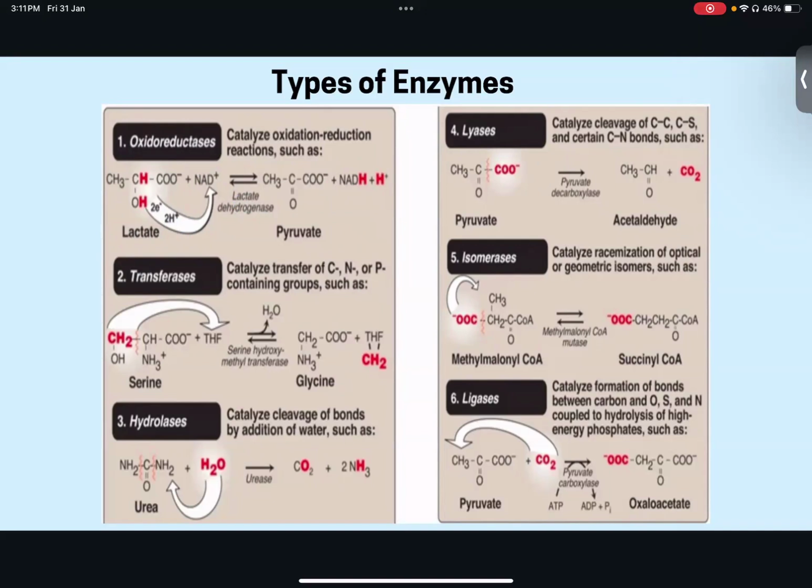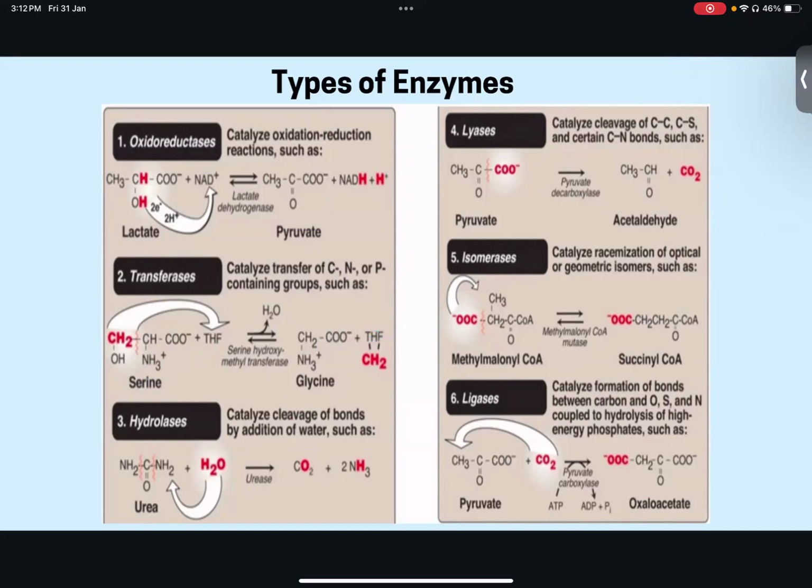Okay, then we have transferases. Transferases catalyze the transfer of either a carbon, a nitrogen, or a phosphate-containing group, such as in this example where the serine hydroxymethyltransferase enzyme catalyzes the transfer of this methyl group onto tetrahydrofolate, to form glycine and this tetrahydrofolate bonded to the methyl group, okay?